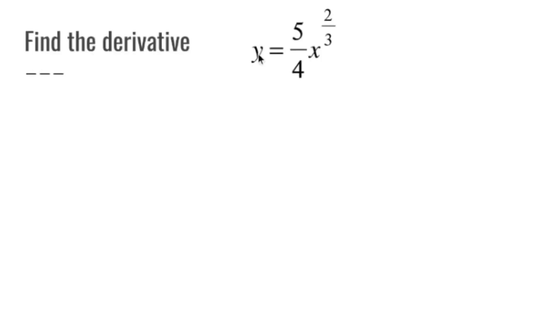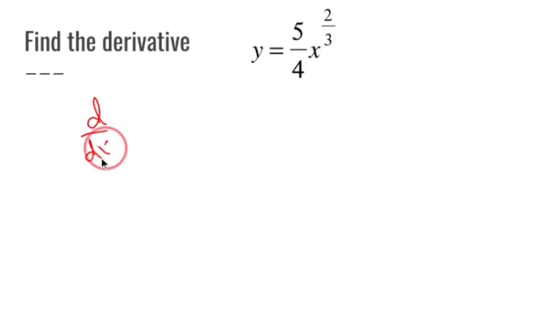Find the derivative of y equals 5/4 x to the 2/3. If you're just finding the derivative of a polynomial and you have a bunch of exponents, variables, coefficients here and there, that requires only the power rule. Now, this is what the power rule says. I'll just quickly write out the definition.